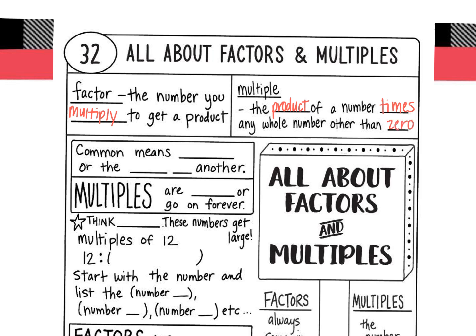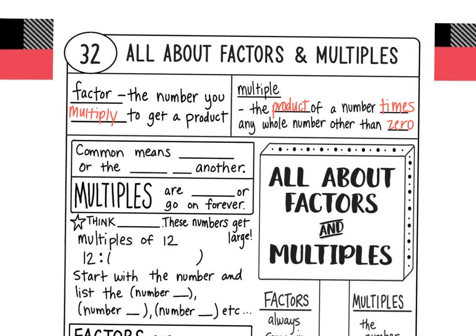Because what do we know about numbers times 0? It ends up in 0. So that would make 0 sense. Right, it would make 0 sense to multiply a number by 0 if you're trying to get all of the multiples. So you're going to multiply a number times any whole number other than 0, and that is going to give you the multiple.